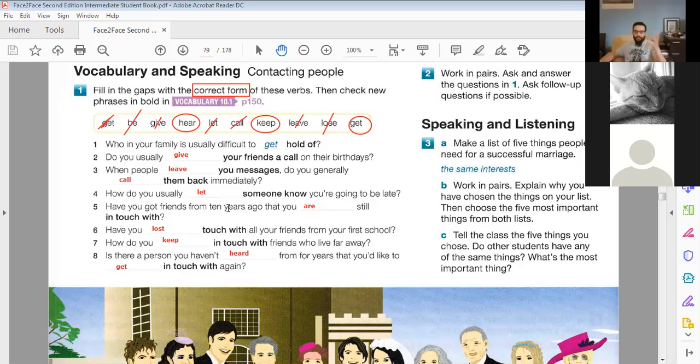Do you see how many ways we can use touch here? So you can say, I'm in touch with him, so there's still contact. The opposite is, I've lost touch with him, so there's no contact.